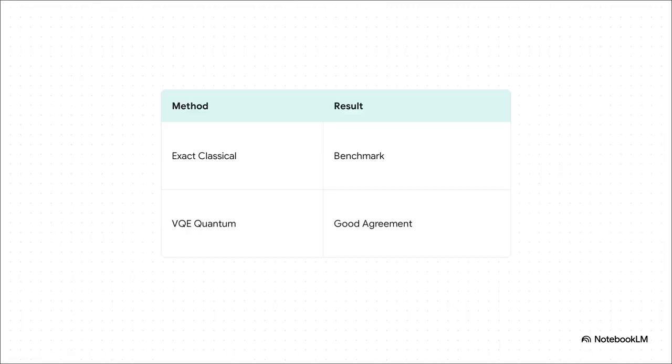Now, a key test in materials science is solving something called the Fermi-Hubbard model. You can think of it as a basic blueprint for how electrons behave in certain solid materials. This table here shows a comparison for a small version of the model, and what do you see? The VQE quantum simulation result is in good agreement with the exact classical answer, which we use as our gold standard. This is huge. It proves the method is accurate for these really fundamental problems.